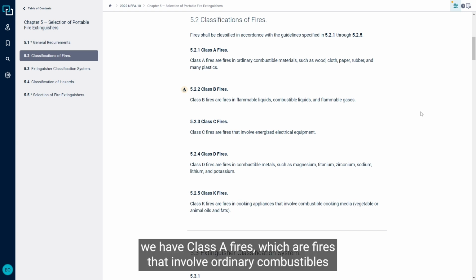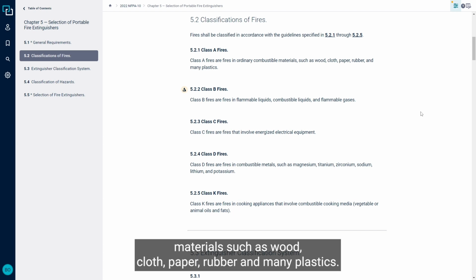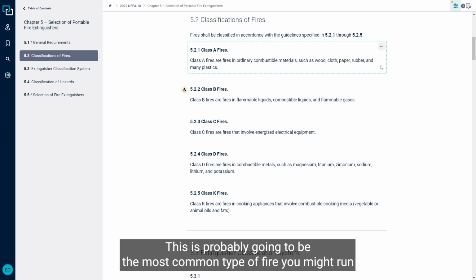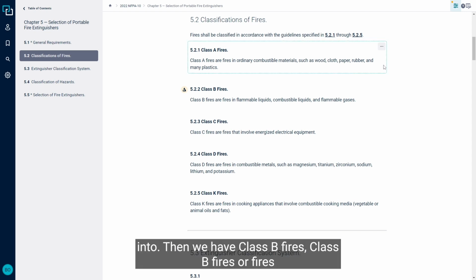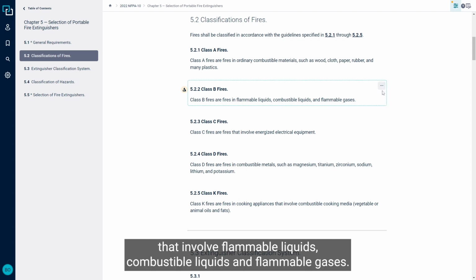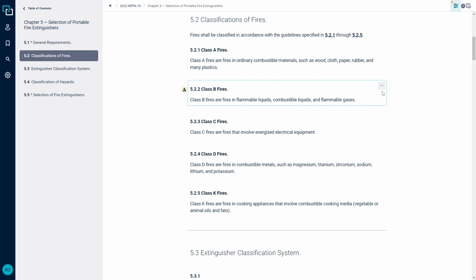We have Class A fires, which are fires that involve ordinary combustible materials such as wood, cloth, paper, rubber, and many plastics. This is probably going to be the most common type of fire you might run into. Then we have Class B fires. Class B fires are fires that involve flammable liquids, combustible liquids, and flammable gases.